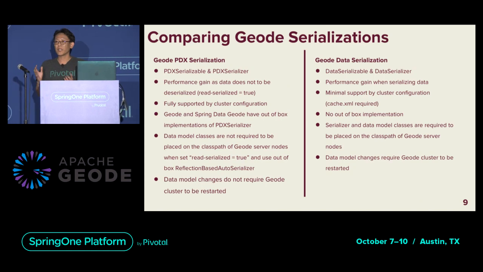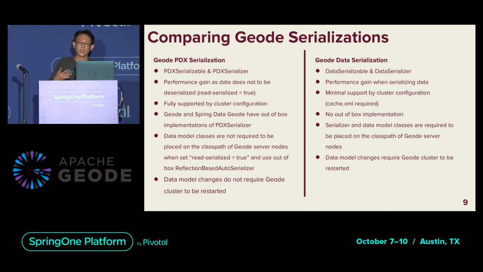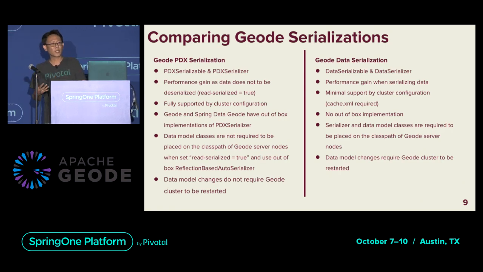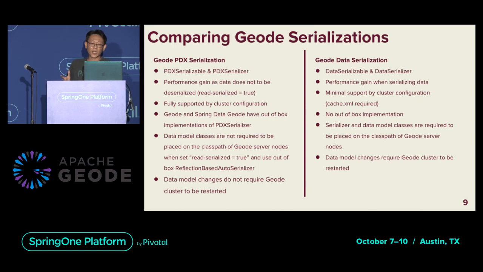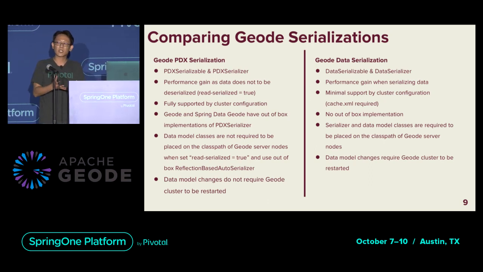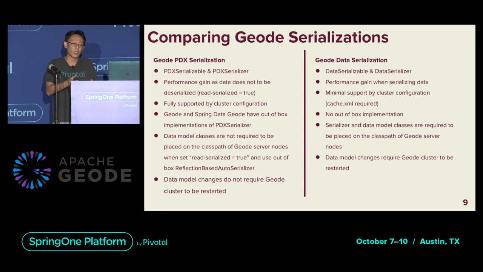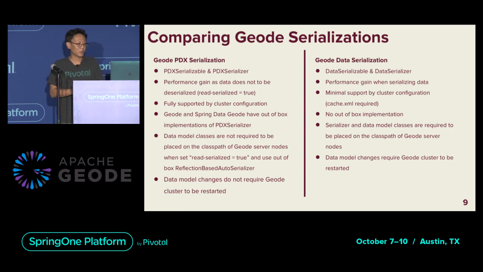However, data serialization has minimal support from the cluster configuration perspective. Most likely you have to work on the cache.xml and make a configuration change, and so on and so forth. There are no out-of-box implementations, right? And the data model has to be on the classpath, and the serializer and serializable components have to be deployed to the server side. And because there's no cluster configuration support and it relies on cache.xml, if you're going to make a change, most likely you have to do a rolling restart of the cluster.